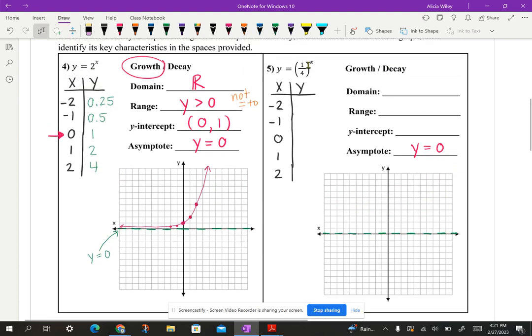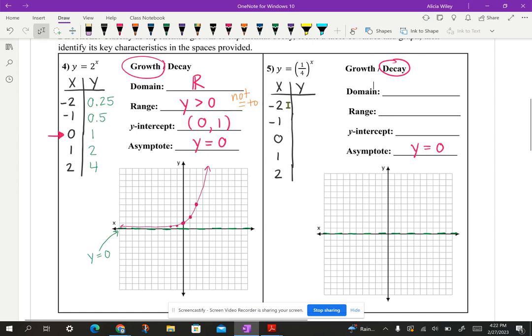and see what this type of problem looks like. I can see automatically my base is 1/4. That's a value between 0 and 1. So that tells me that it is going to be a decay type of problem, which means as the graph goes left to right, my graph is going to kind of come down like this.